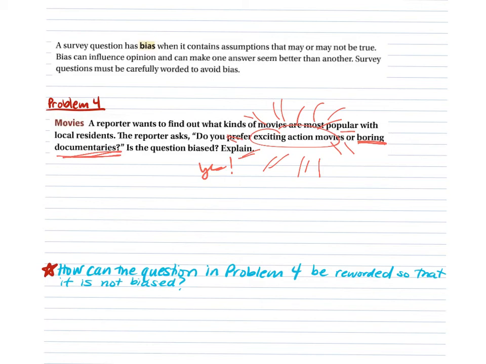Okay, and then this one is for you to think about on your own. How can the question in problem 4 be reworded so it is not biased? So take a second to think of how you would ask this question without biasing it. And then, let's see. Obviously, the easiest answer would be, do you prefer action movies or documentaries? Take out the adjectives describing how you feel about them, right? And just, do you prefer action movies or documentaries? Nothing is biased for that example.